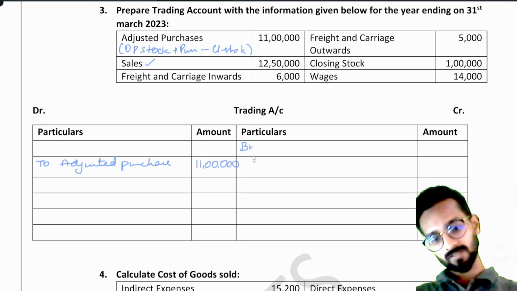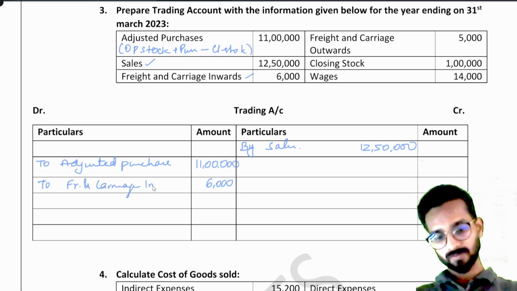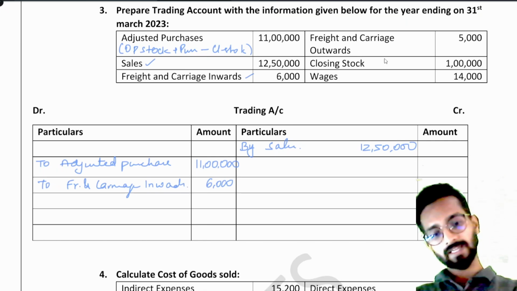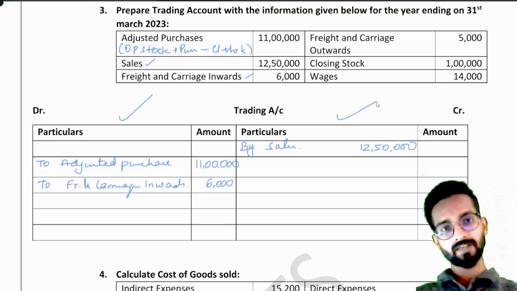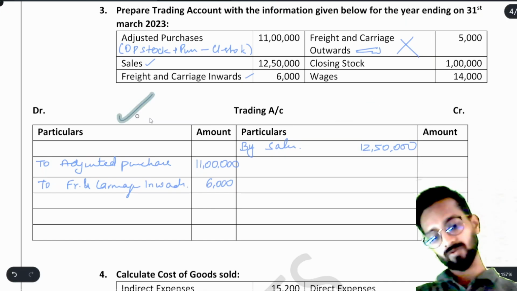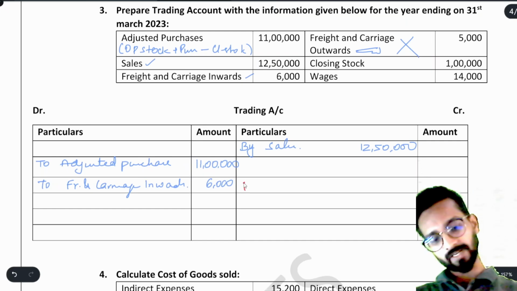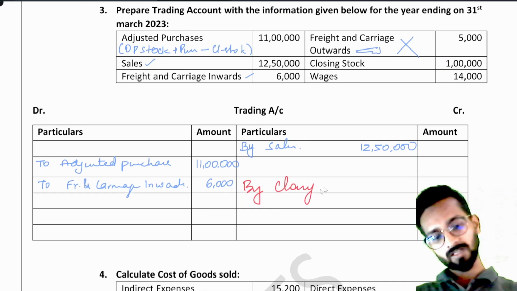Now after that we have sales here. So you will write here by sales. How much? 12 lakh 50,000. Then carriage inward, freight inward 6,000. To freight and carriage inwards 6,000. Freight and carriage outwards, where will it come? Debit side or credit side? It will not come in trading account, remember, because it is outwards and you have to ignore it. Now, after this closing stock. Sir, you write closing stock in trading account credit side. Okay. So I am writing closing stock.